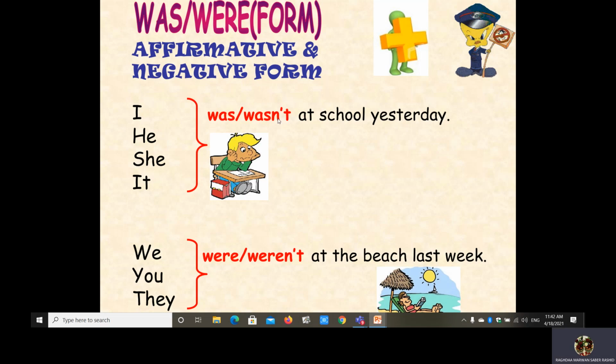So when do we use was, wasn't, and when do we use were or weren't? We use was or wasn't in the negative form if we talk about the subject I, he, she, or it. But we use were and weren't in the negative form if we talk about the subject you, they, and we. Okay, again, was, wasn't, with I, he, she, and it. Were, weren't, with we, you, and they.